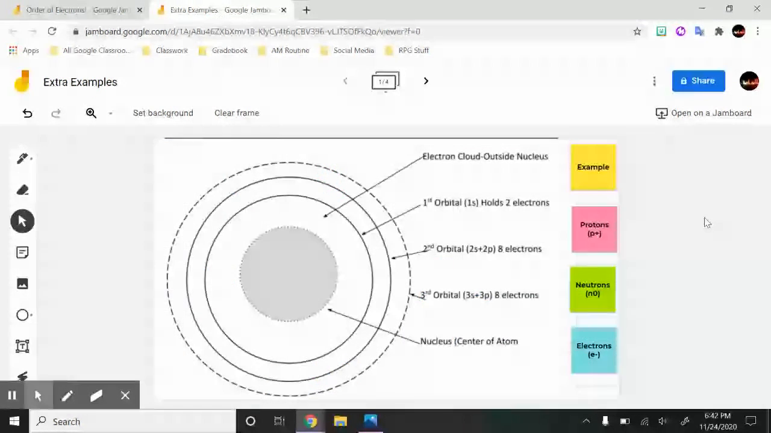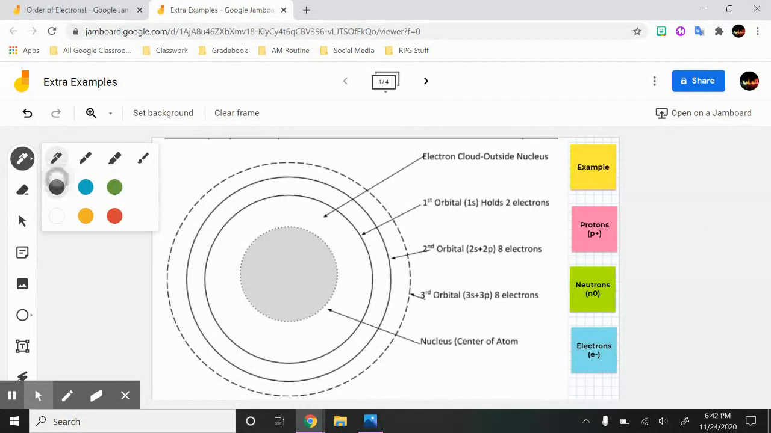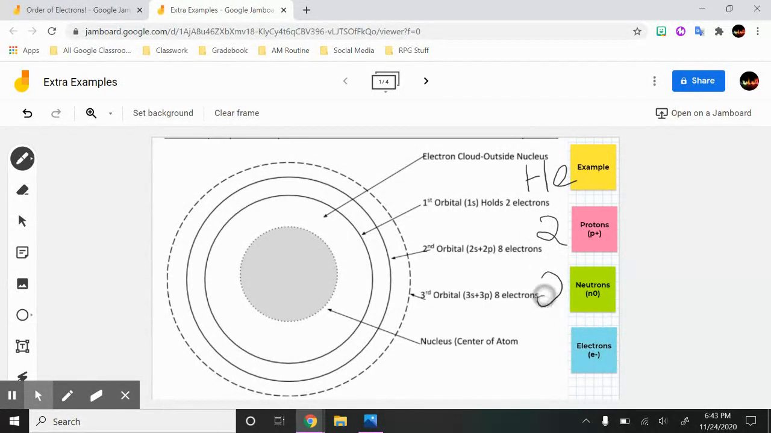So let's try a few examples real quick. I'm going to come up with these off the top of my head; I have not actually planned this. Let's do a small atom to start. Let's do helium, He. Helium has 2 protons, 2 neutrons and 2 electrons.